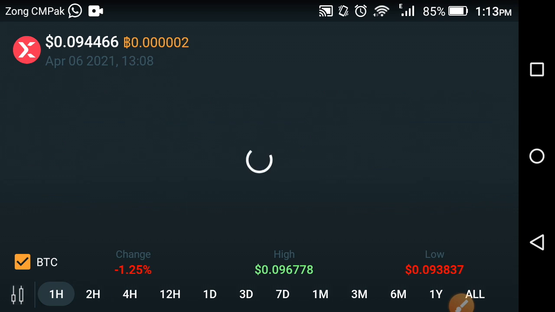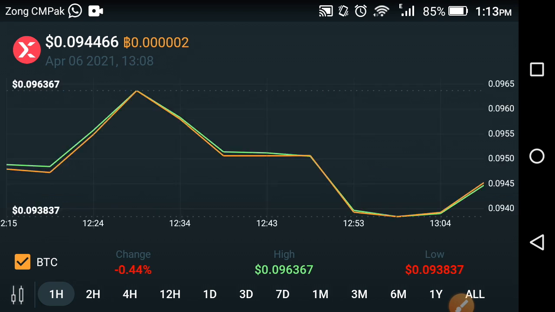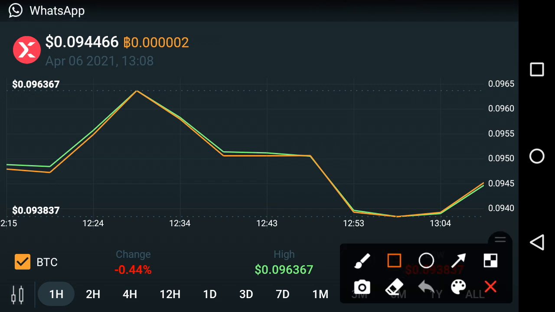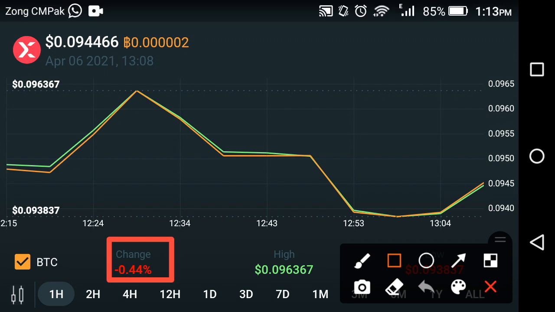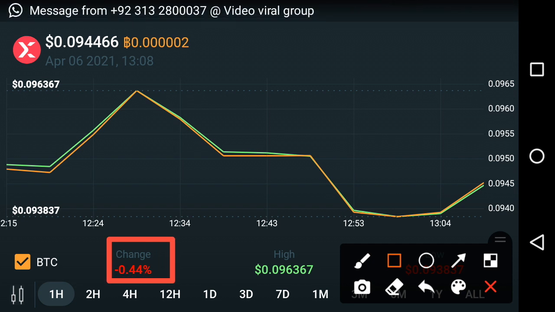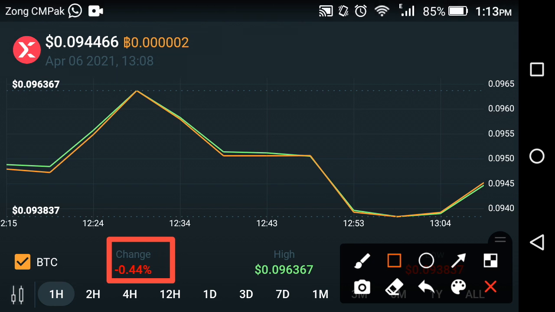Now let's see the previous last 1 hour price prediction of StormX. What's the price change that occurred in StormX in the previous last 1 hour? As you can see now on the screen, the change is negative but less than the change that occurred in the previous last 2 hours. Negative 0.44% change occurred in StormX in the previous last 1 hour, and the high price of StormX is about $0.096367 in the previous last 1 hour.